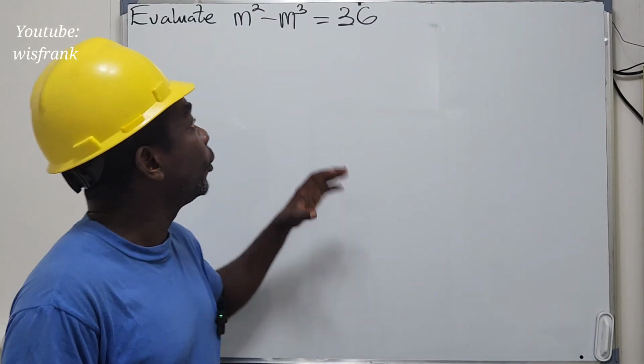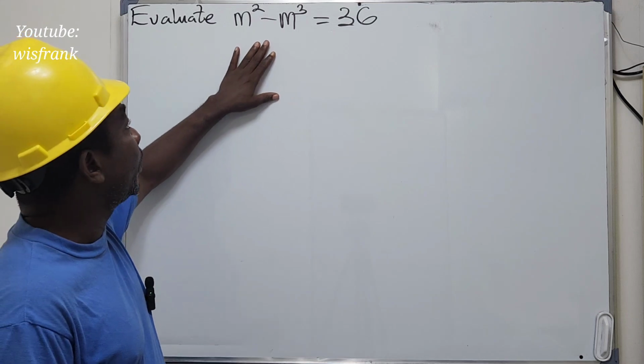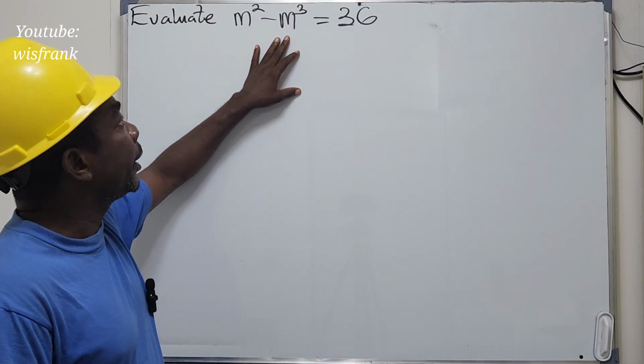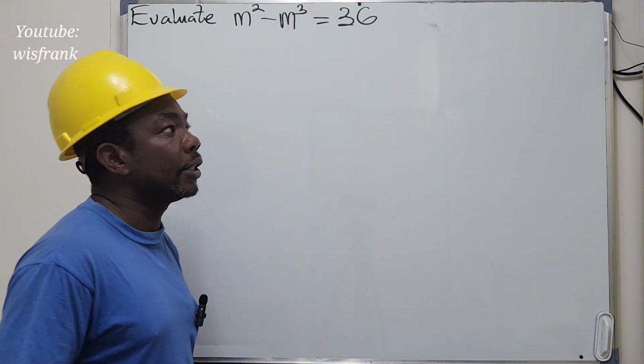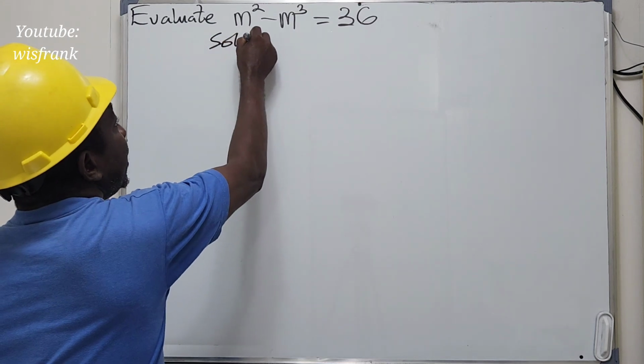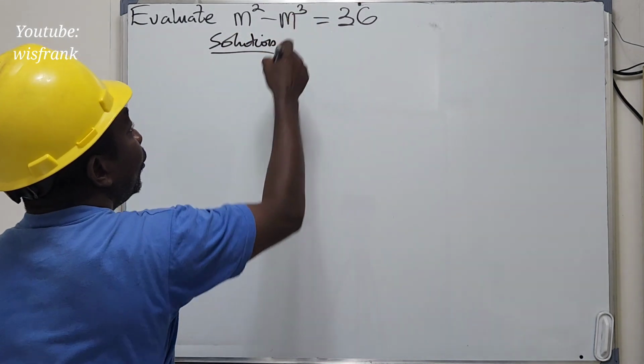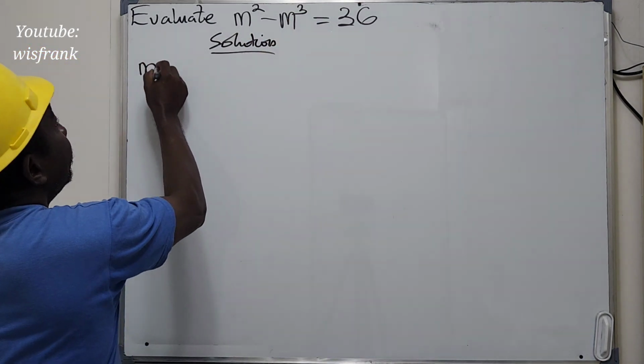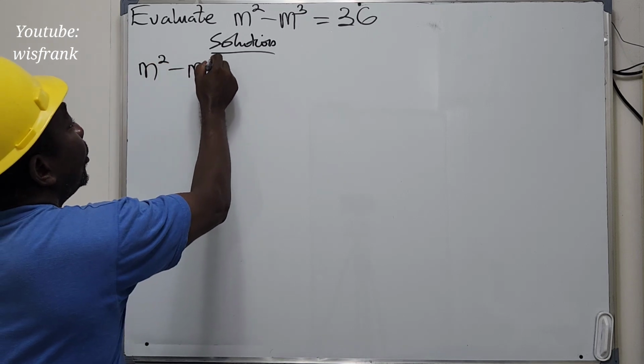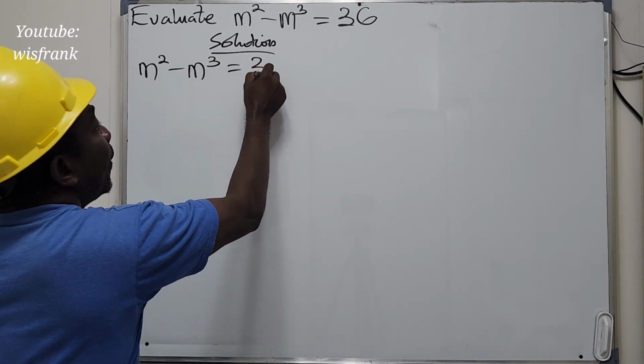For today, we are going to look at this question and it says evaluate m to the power of 2 minus m to the power of 3 equals 36. So we are going to evaluate this equation for us to find the value of m. So we are given m to the power of 2 minus m to the power of 3 equals 36.